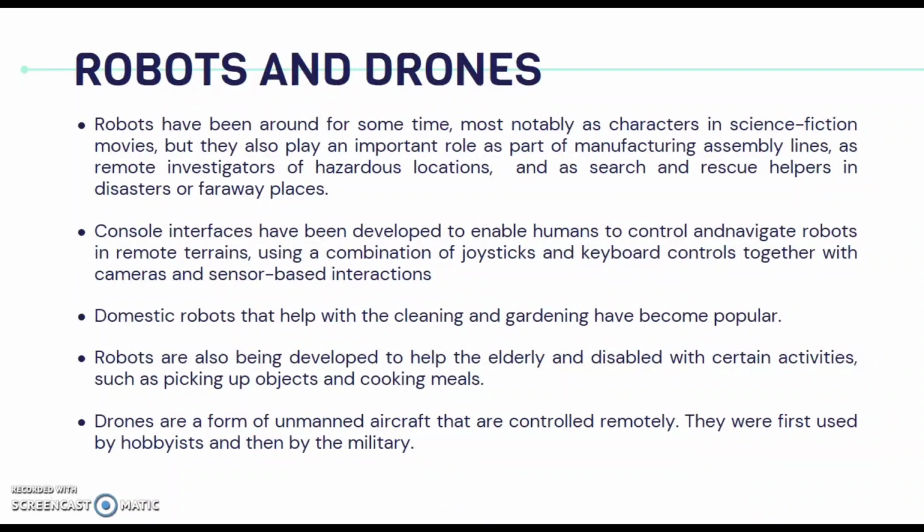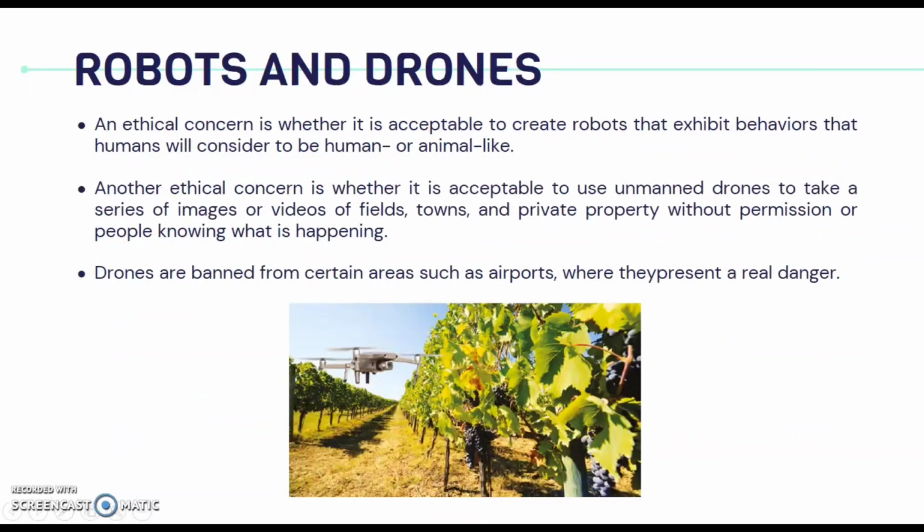Drones are a form of unmanned aircraft that are controlled remotely. They were first used by hobbyists and then by the military. Robots and drones raise an ethical concern: whether it's acceptable to create a robot that exhibits behavior that humans will consider to be a human or animal. Another ethical concern is whether it's acceptable to use unmanned drones to take images or videos of towns and private property without permission or people knowing. Drones are banned in certain areas such as airports, where they present a real danger.